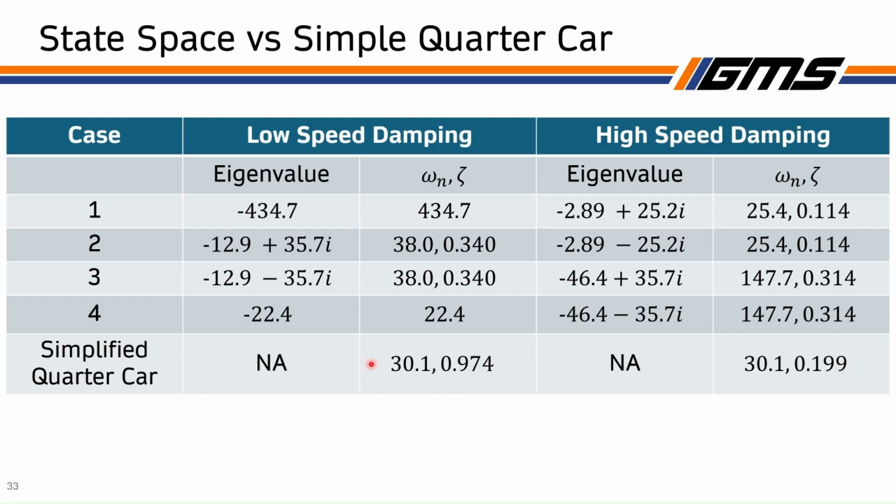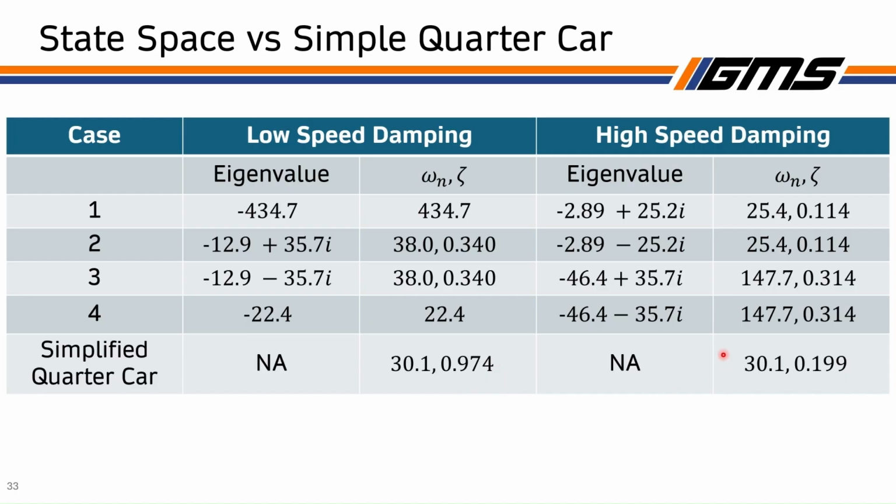And so we can compare that to the simplified quarter car model, and you can say that the natural frequency that we're going to actually see is going to be 38, where we predicted 30.1, and our damping ratio is actually going to be 0.34 versus we predicted 0.974. So you can see not a super great approximation here, but it is pretty good, right? We're only about 8 radians per second off for the natural frequency, and our damping ratio isn't that great.